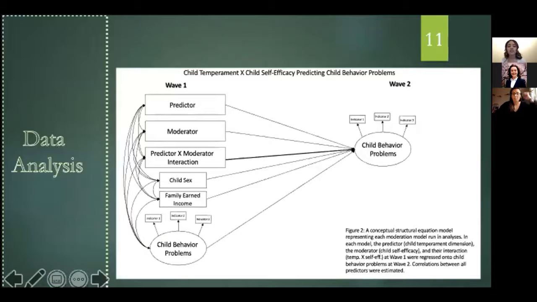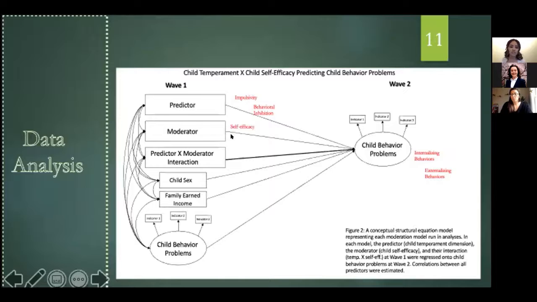To test our hypothesis, we conducted a series of structural equation models to examine the nature of the association between each of the 2 temperamental dimensions, in this case, impulsivity and inhibition, and the development of their later internalizing or externalizing behaviors. For example, this predictor here was either impulsivity or behavioral inhibition, predicting the development of internalizing or externalizing behaviors. For each model, we also tested self-efficacy as moderator of the interaction between these 2 temperaments in the specific psychological problem.